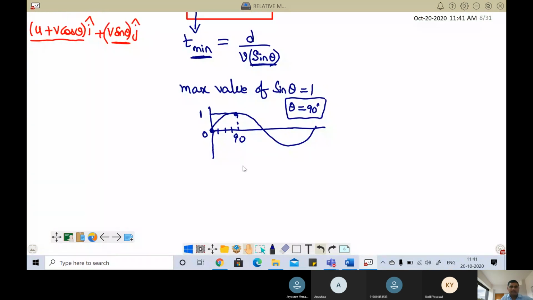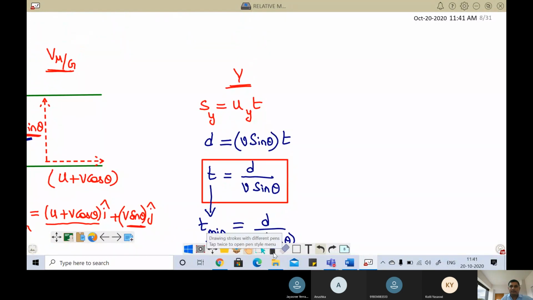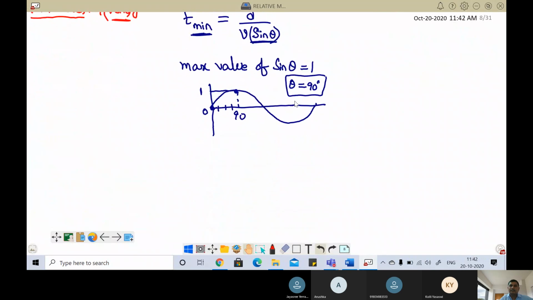So important points here. This is the case of crossing the river in the shortest time. So I'll put the heading: crossing the river in shortest time. After that, we are going to see crossing the river in shortest path. That we'll see, but first, let us write down the results of these.